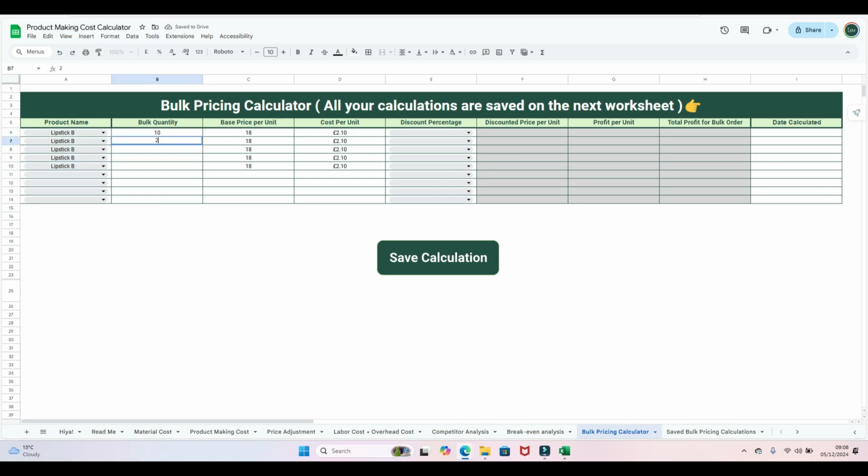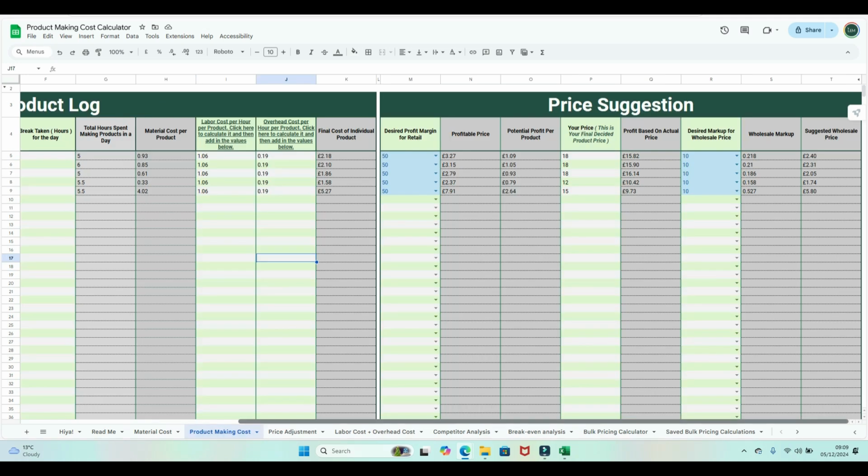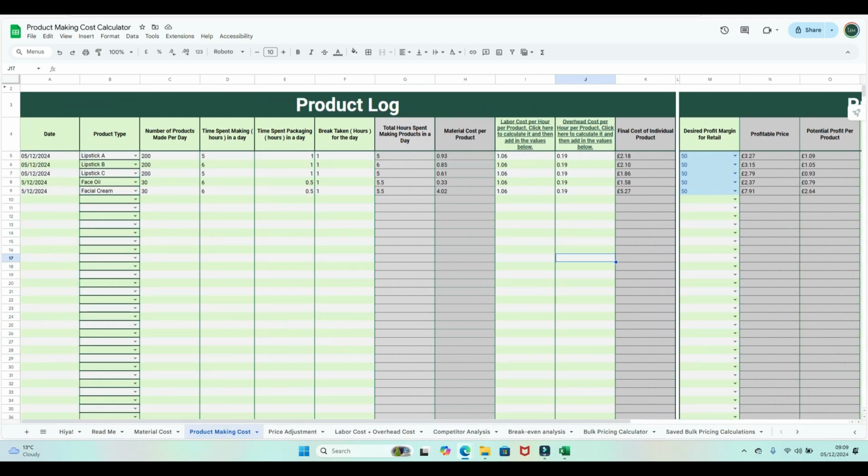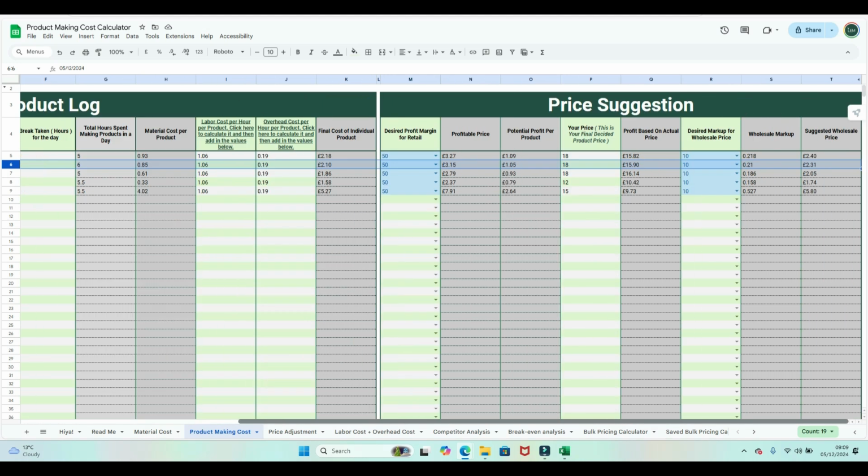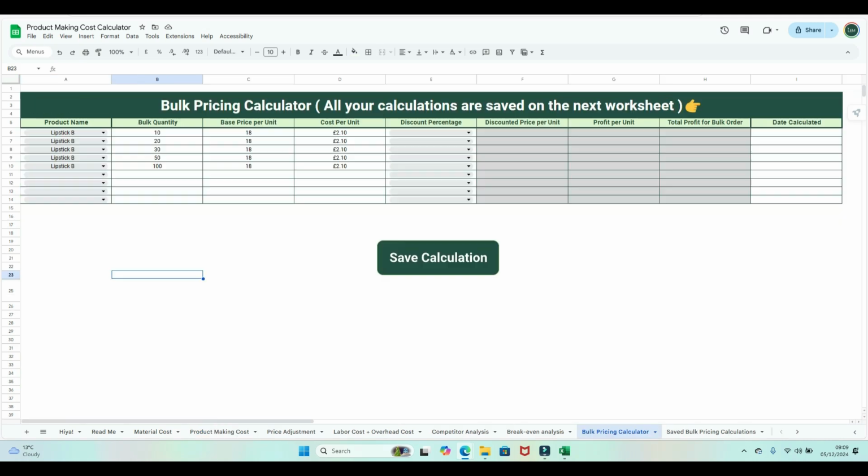So 10, 20, 30, let's say 50, and then 100. Right, so you have the base price here and you have the cost price here. Okay, and you already know, if you go back here for lipstick B, a suggested wholesale price of £2.31, you're already making a profit. All right, so we already know this.